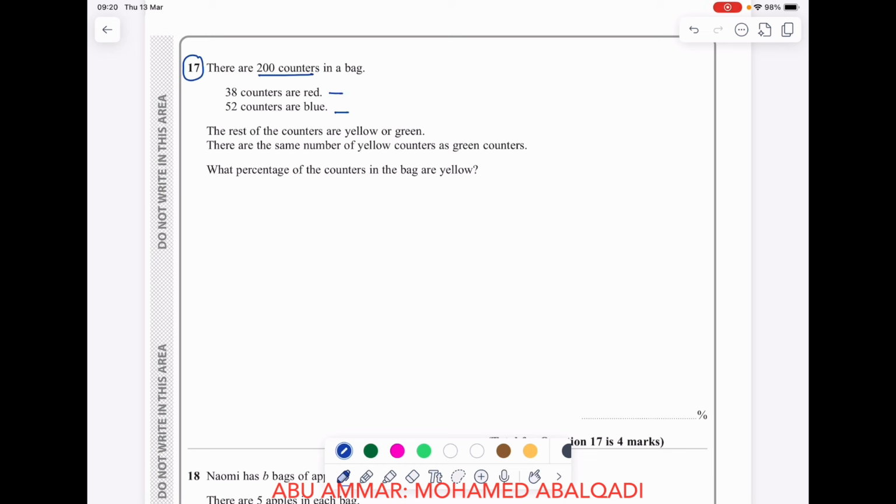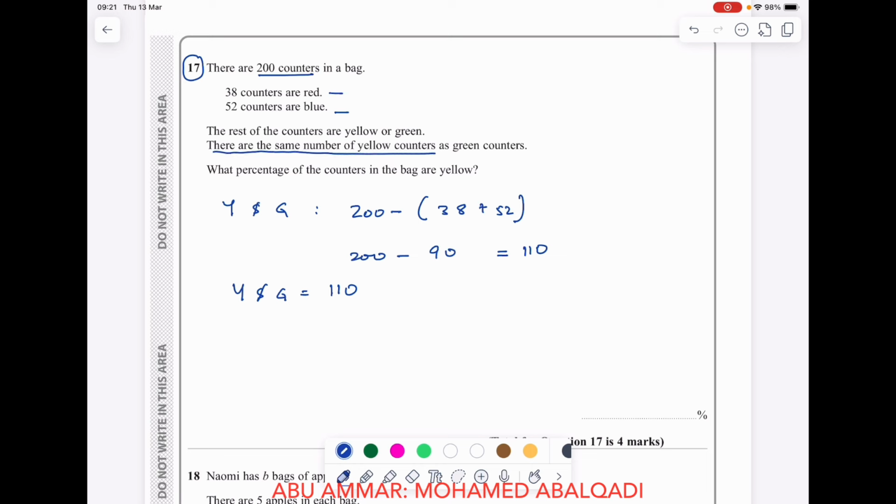Let us find the amount of yellow and green counters in the bag. In order to find that, we have to subtract the red and the blue counters from 200. So 200 minus the red counters plus the blue counters gives you 200 minus 90, which is 110. So the yellow and the green counters are altogether 110 counters. We are told there are the same number of yellow counters as green counters, so the amount is 50-50.